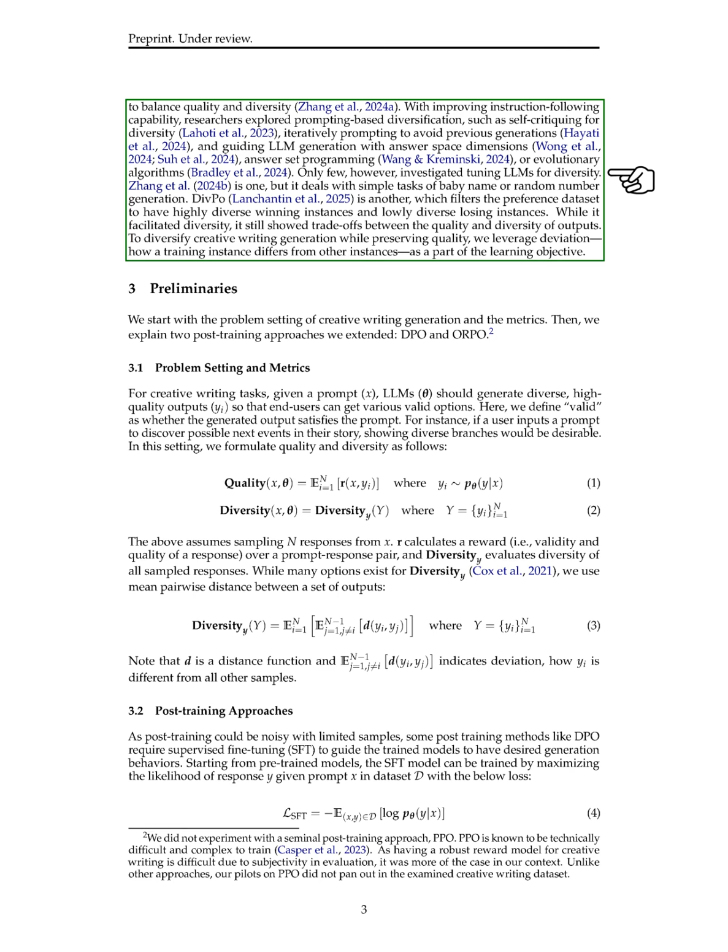For diversified DPO, DDPO, we adjust the training objective for each winning-losing response pair by weighting it with the deviation of the winning instance. This emphasizes rare winning responses more than common ones. Similarly, for diversified ORPO, DORPO, we extend our approach by weighting both the log likelihood and log odds ratio terms with the deviation of winning instances.